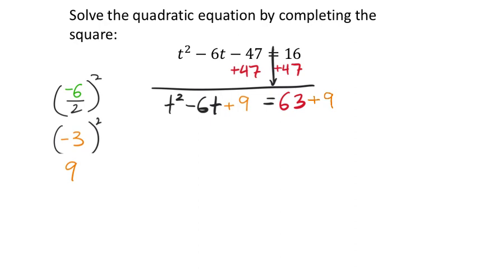Okay, now I know that 63 plus 9 is 72. That's not bad. But my perfect square trinomial over here, the 9, right? What two factors of 9 add up to negative 6? It'd be negative 3 and negative 3. It's the same value, so I'm just going to write it as a square binomial. So that'd be t, but those are negative 3's there. Okay, so this is my new equation.